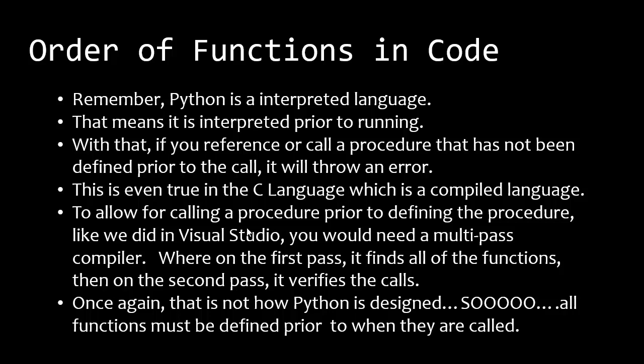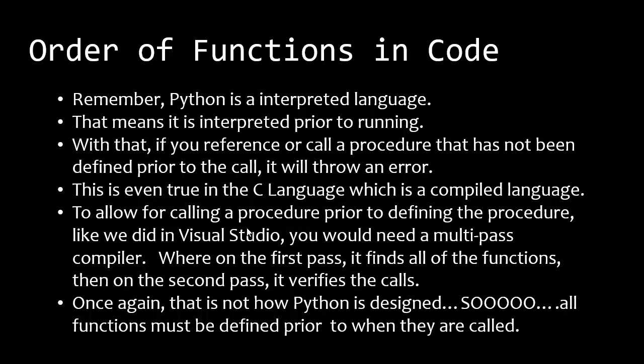So to allow for calling a procedure prior to defining the procedure, I should say function here, like we do in Visual Studio, we need a multi-pass compiler. That's what Visual Studio has, a multi-pass compiler, where the first pass, it finds all the functions, and then it comes back through and says, okay, now I know what you're calling, I got it.